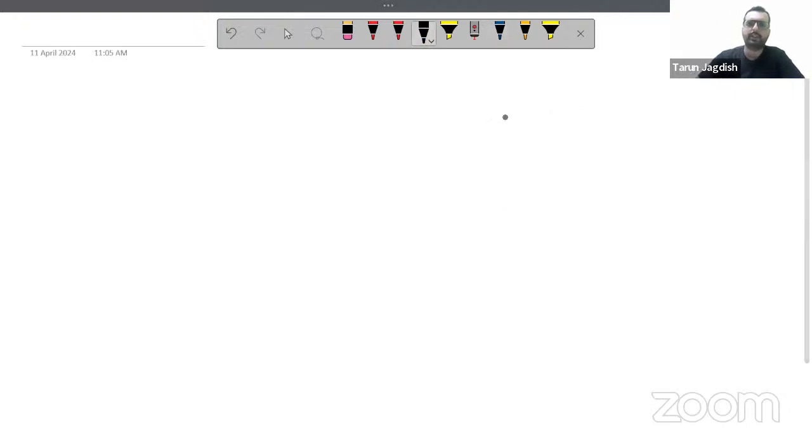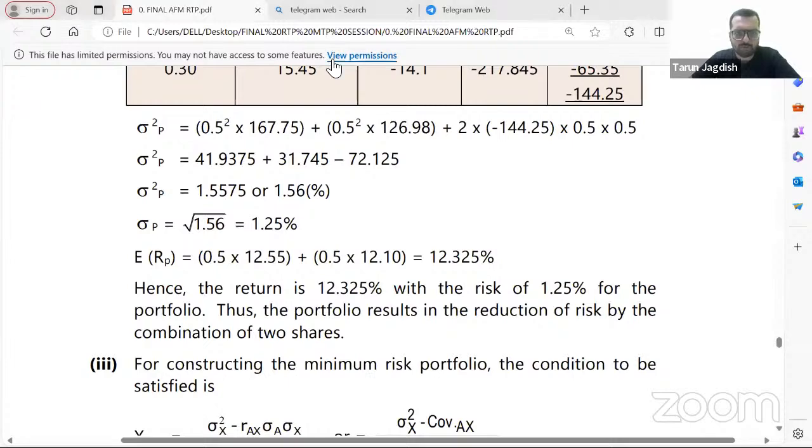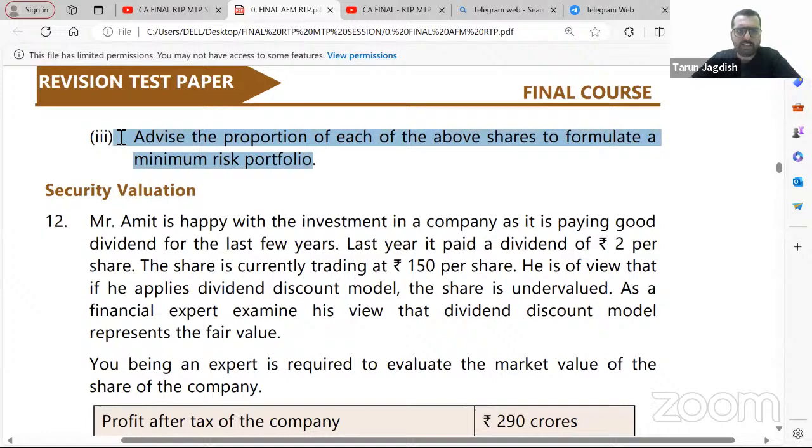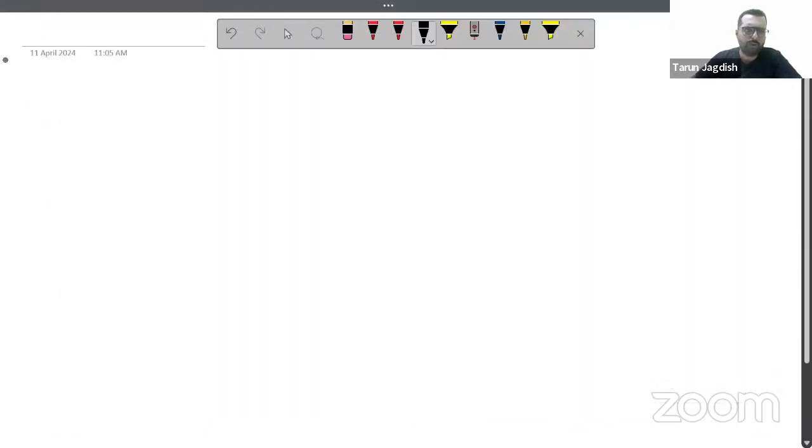So once we are done with this, let us go to the last requirement of this question. They are asking, advise the portfolio proportion of each of the above shares to formulate a minimum risk portfolio. So I'll write down the next working note heading.